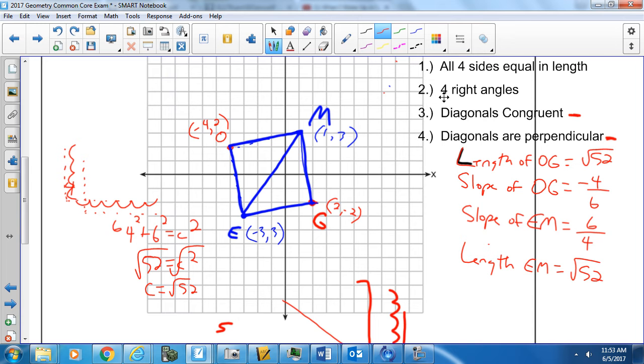But if I want to find the slope here, remember, you're going to do rise over run, right? So it's going to be 6 up and 4 over. So that means the slope is right for the diagonal. That means these are our points. E is going to be -3, 3, and M is going to be 1, 3.